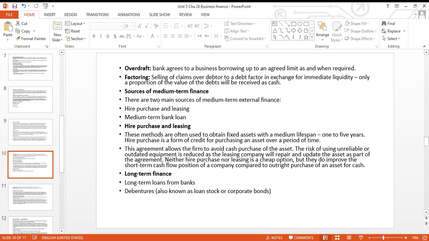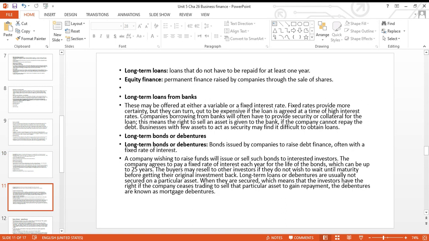Then we go to the long-term finance. Long-term finance includes long-term bank loans and debentures. So what are debentures? Debentures are basically debt instruments. They are certificates that the company issues. It is a source of disintermediation. What do you mean by disintermediation? You remove the borrowing from the bank. You don't borrow from the bank, you borrow directly from the lenders.